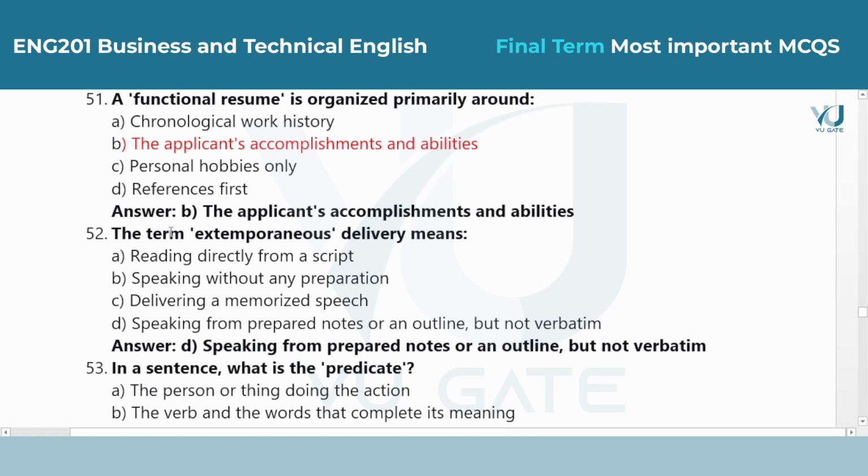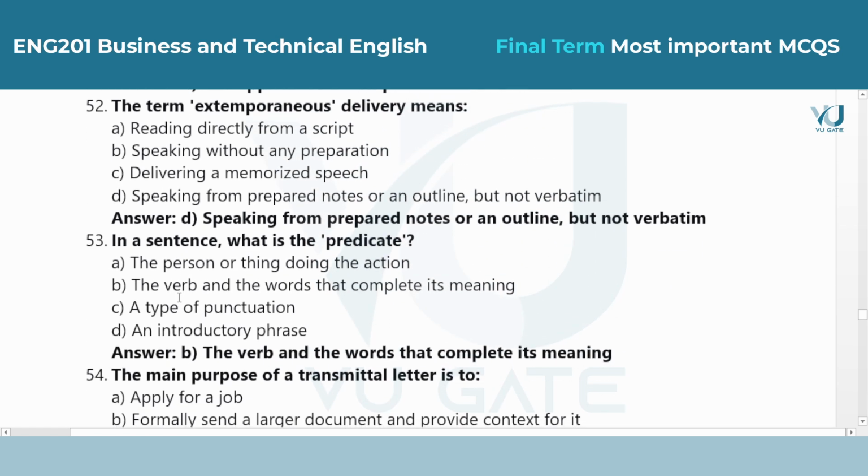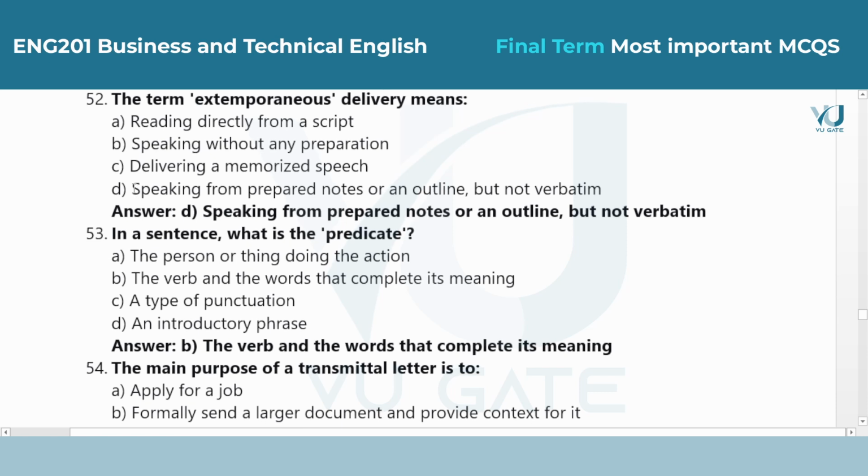52. Question. The term extemporaneous delivery means. Answer. D. Speaking from prepared notes or an outline, but not verbatim. Concept. It allows the speaker to remain conversational and flexible while still staying organized and on topic.